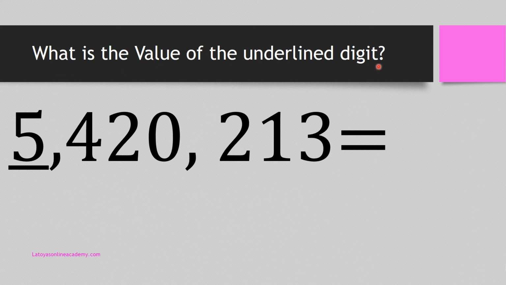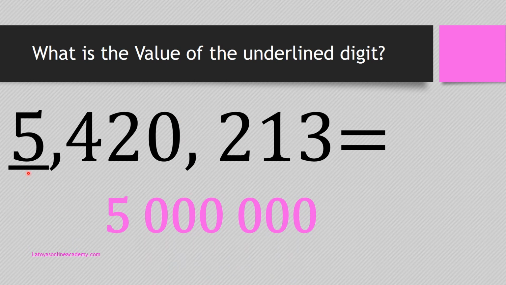What is the value of the underlying digit? Let's read this number. This number is 5,420,213. The value of this underlying digit is 5 million. When we are asked to find the value, we have to write a number. So 5 million. This is how we write 5 million. There are 6 zeros in millions.